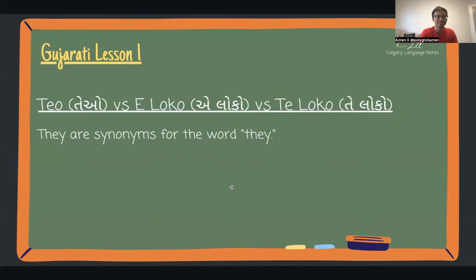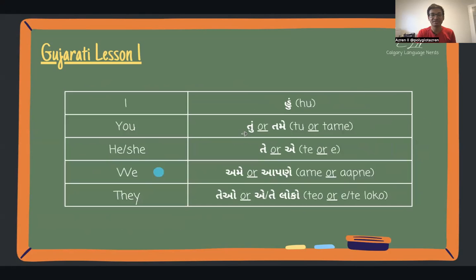I said we're going to split this lesson into 2 parts. So as a summary, what we looked at today, we looked at the subject pronouns in Gujarati. We have these ones here: hu, tu, tame, te, e, ame, apne, teo, or possibly eloko, teloko. And we looked at the differences between some of these ones that we don't have English equivalents for, like tu and tame. So we looked at this difference.